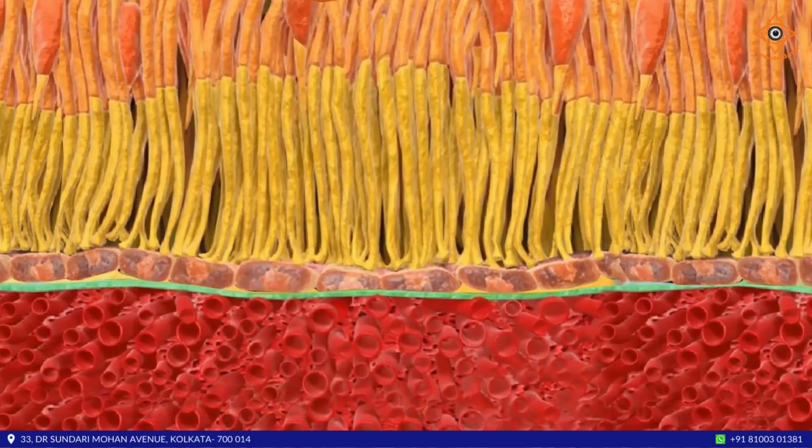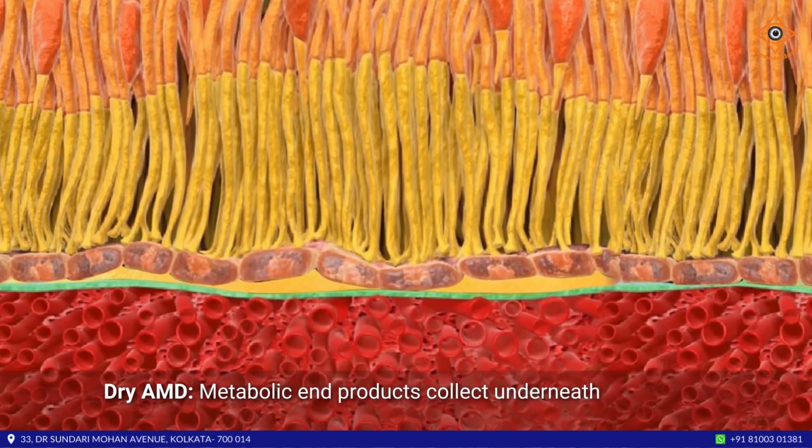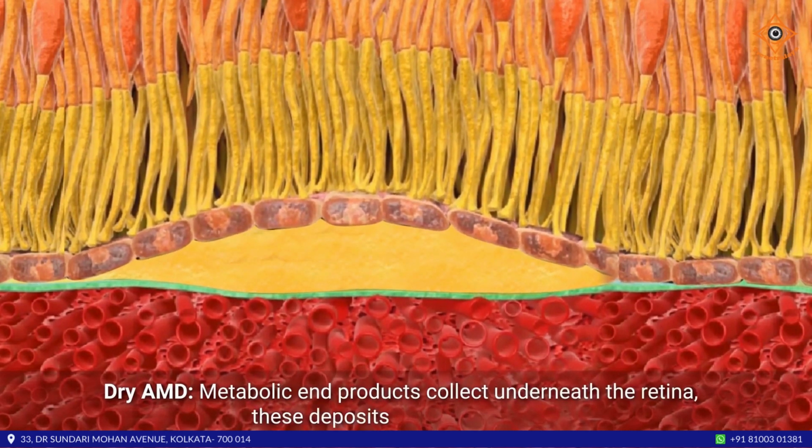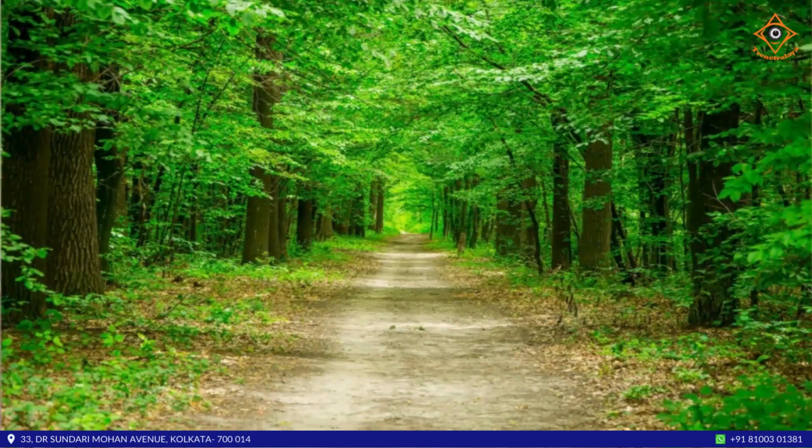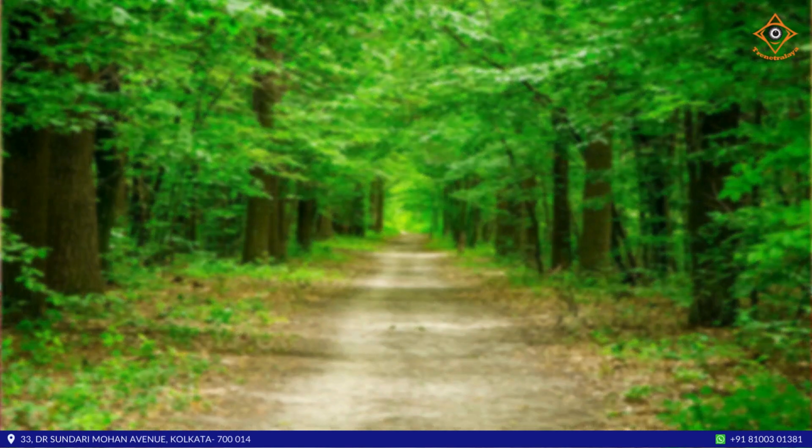Here, a cross-section of the retina can be seen. In the dry form of AMD, metabolic end products collect underneath the retina. These deposits are called drusen. Dry AMD causes gradual central vision loss and differs from patient to patient.